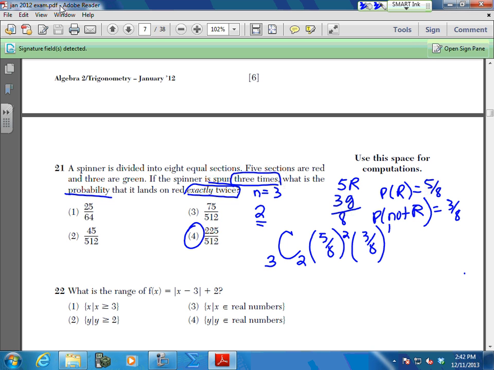Number 22 asks for a range. Range are your y values. This is an absolute value. Put this in your y equals. This is an absolute value function that was moved to the right 3 units and then up 2. This is the one that's going to change. That transformation is going to change your y. So you're going to see it up here at the 2 when y is equal to 2. So your range goes from 2 and above, greater than or equal to 2. Why such that?